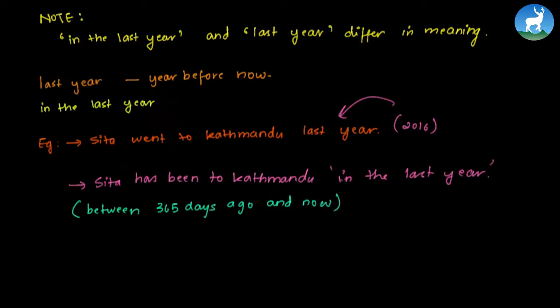So this could be a tricky one, the use of "last year" and "in the last year". So please remember to use them properly. Last year means immediately the last year, meaning 2015 if it is 2016, could be 2010 if it is 2011 now. And "in the last year" means a point of time between a year ago and now. So these are the ways we can use present tense.